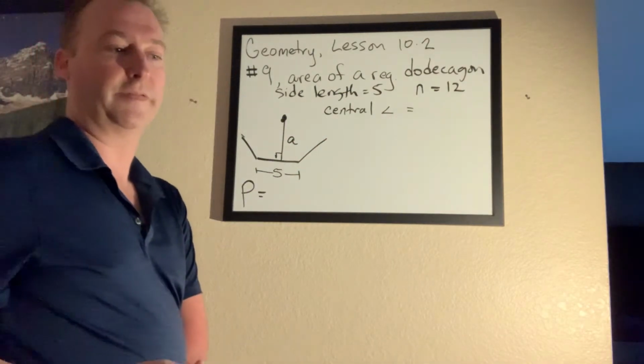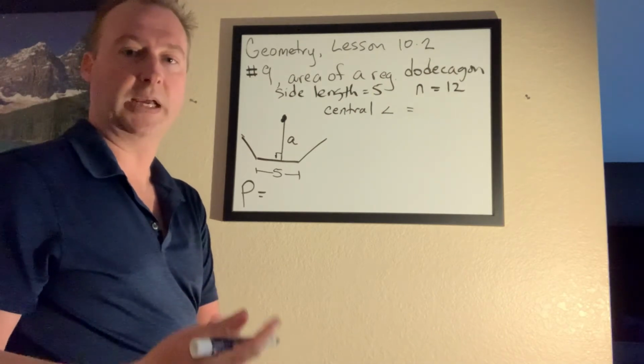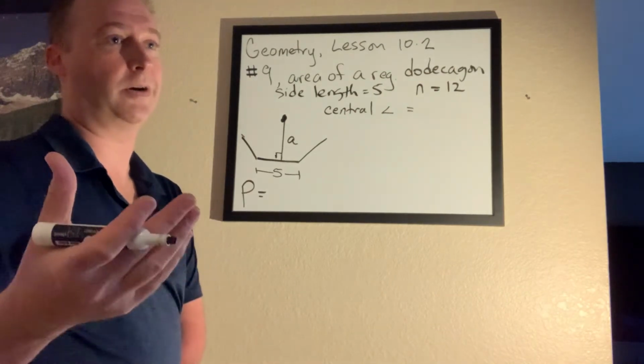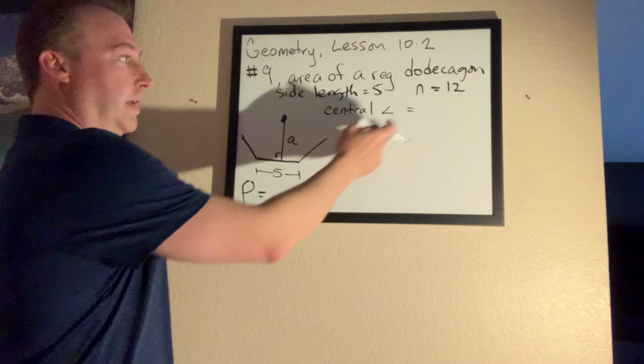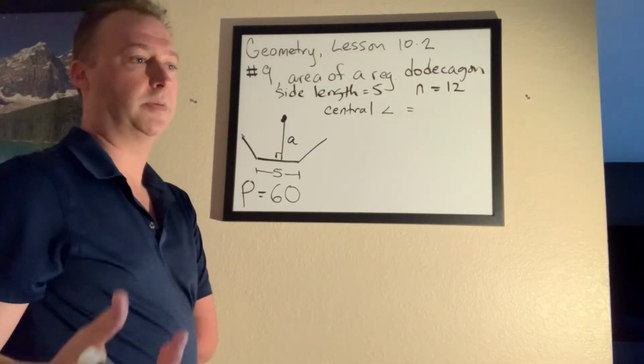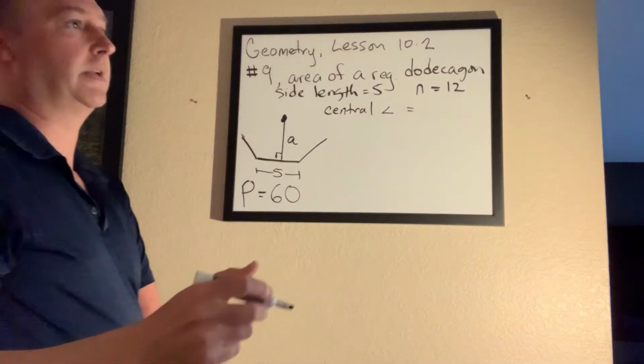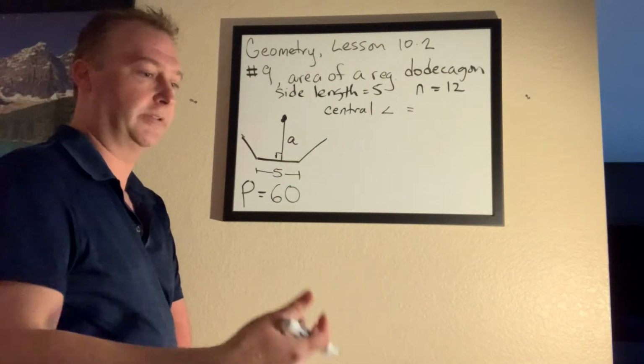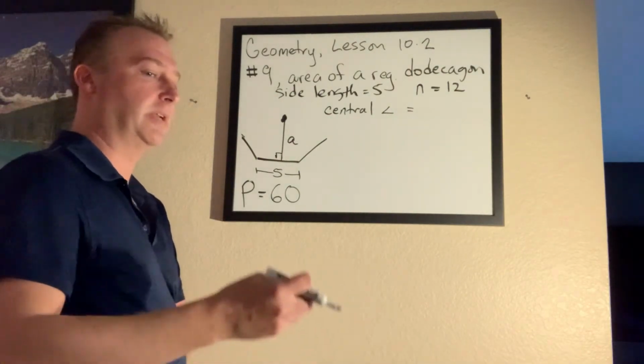Remember that our formula for the area is 1/2 the apothem times the perimeter. So we know the perimeter already. If a side is 5 and there are 12 sides, the perimeter is 60. Keep that in the back of your mind. Now we're going to embark on a journey to find the apothem. So remember, here's how you have to do that.